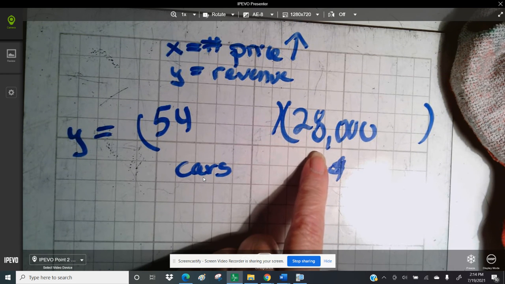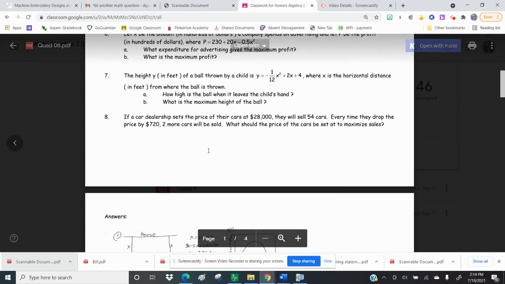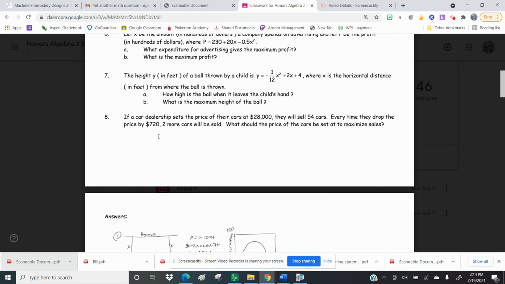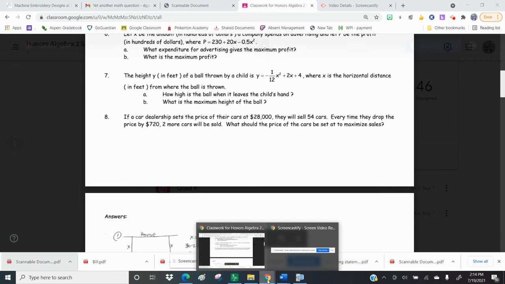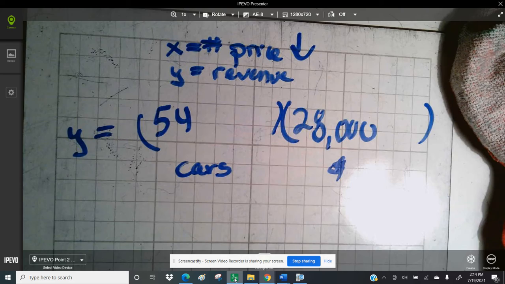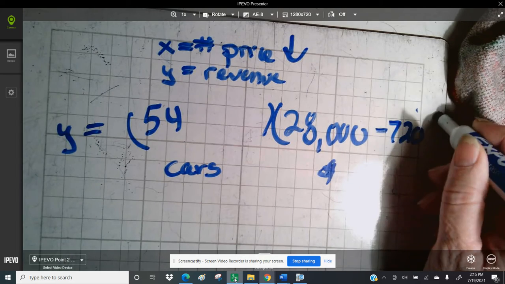But they're thinking about changing that. If you go back to the problem, you can see what they're thinking about doing. They're thinking about dropping the price. I'm sorry, let's make that price decreases. They're thinking about dropping the price by $720, and when they do that, 2 more cars will be sold.